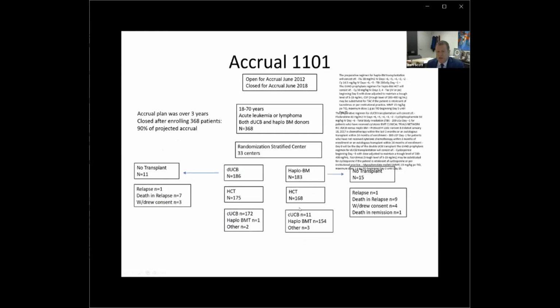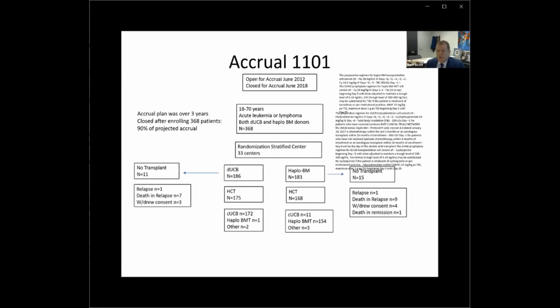And then, just about the intent to treat analysis, invariably there are some patients who actually end up not getting the intervention you planned. So 11 of the haplo patients got cord, and then one of the cord patients got a haplo.